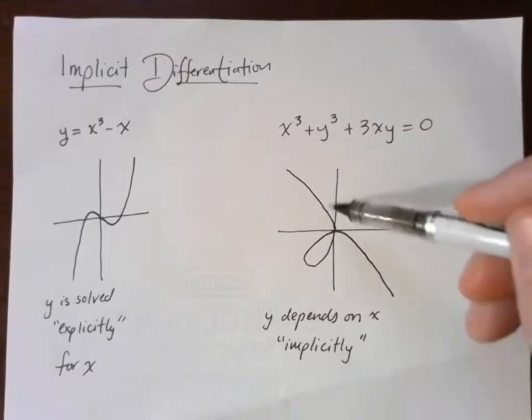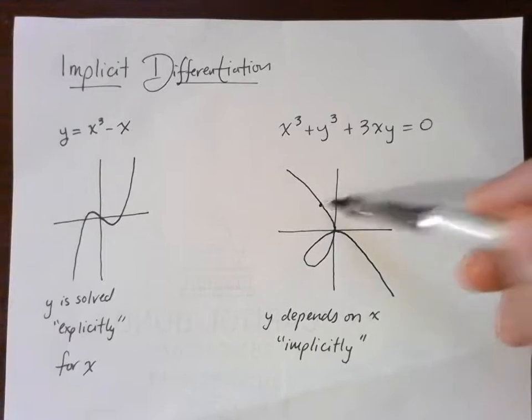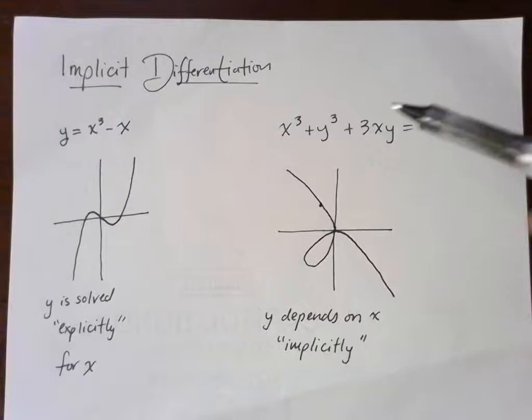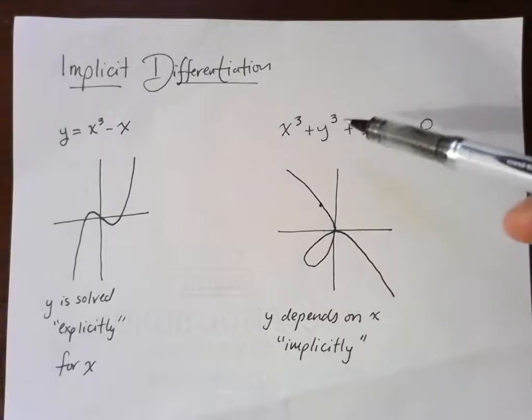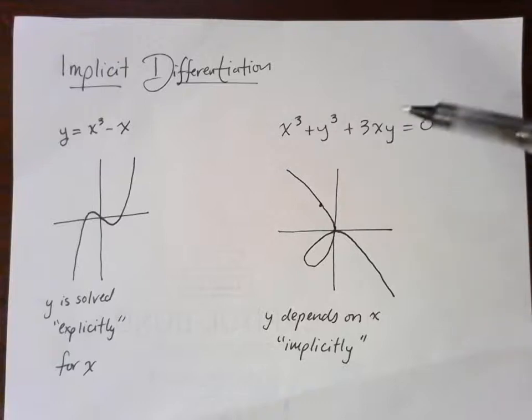What this means is that if you're at some point along this curve, maybe you're here, you're at some particular x, y. If you change x, y has to change to stay on the curve. So y depends on x. Y is not constant with respect to x. If x changes, y has to change if you're going to remain on the curve.